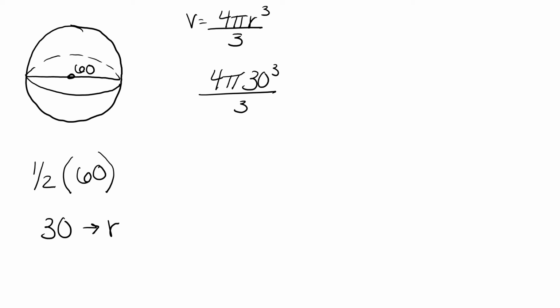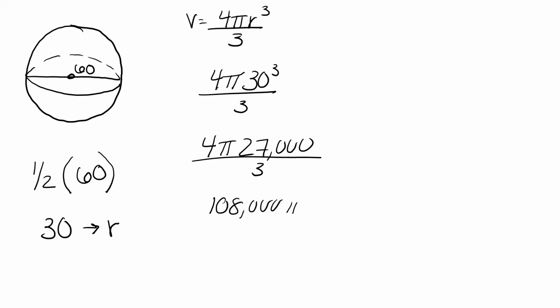We solve the exponents first, so 30 to the third power is going to give us 27,000. We multiply that value by 4 to get 108,000. We divide that value by 3 to get 36,000.